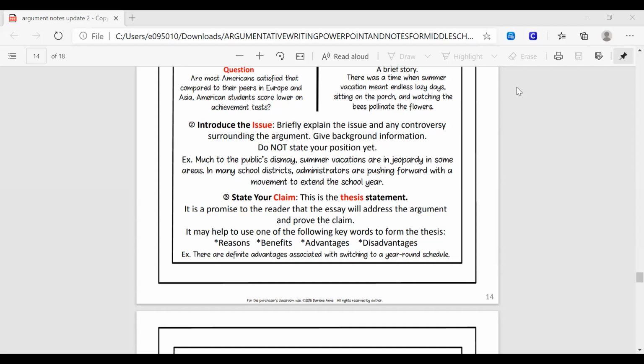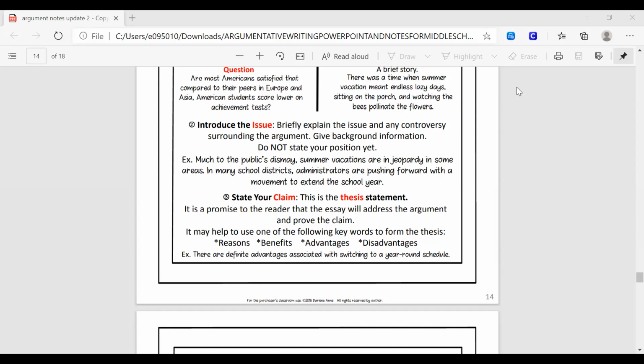And then number 3, there are 2 blanks to fill in. The first one, state your claim. Claim is that first box, and the second box is thesis. This is the thesis statement. Spelling is on the board or on your screen. And this is a promise to the reader that the essay will address the argument and prove the claim.